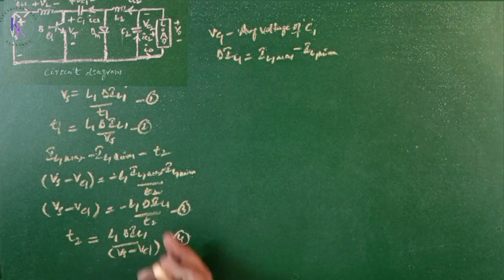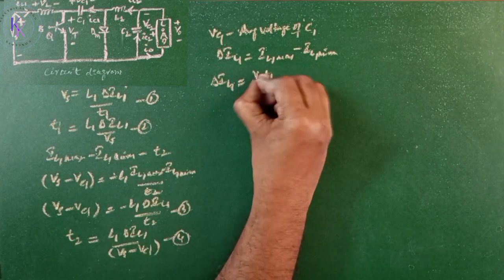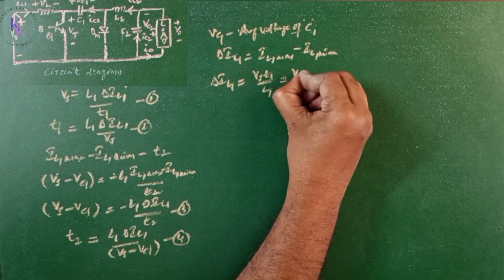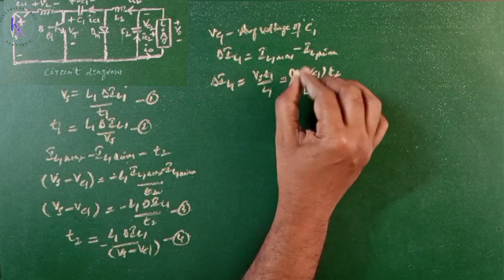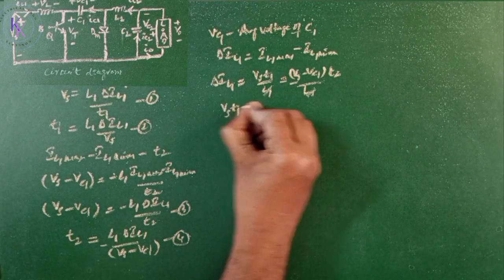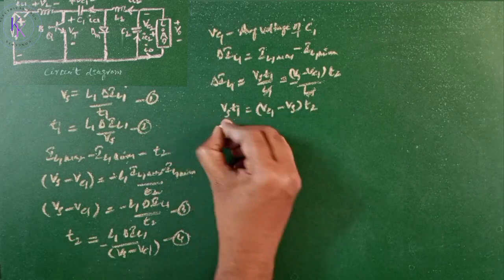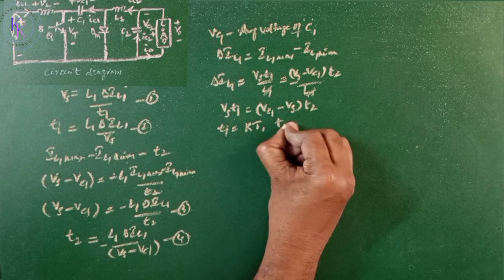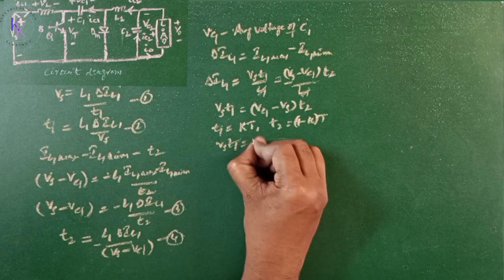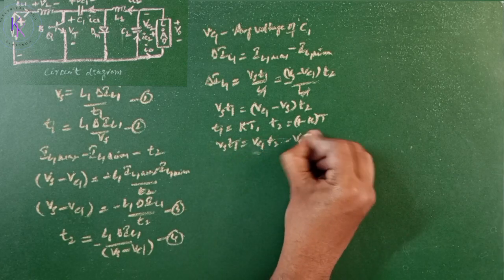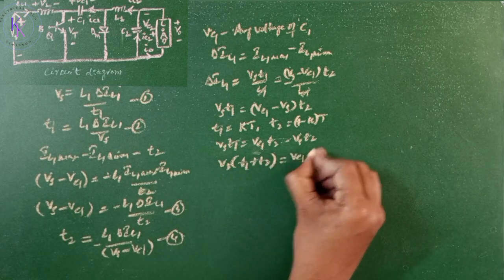Now from equations 1 and 3, delta IL1 equals Vs T1 divided by L1, that equals (Vs minus Vc1) T2 divided by L1. This is a minus value, from which Vs T1 equals (Vc1 minus Vs) T2. T1 equals K T and T2 equals (1 minus K) T. Vs T1 equals Vc1 T2 minus Vs T2. Now Vs (T1 plus T2) equals Vc1 T2.